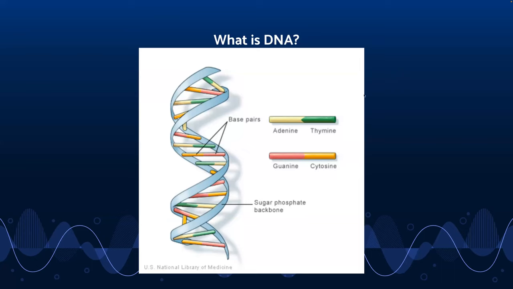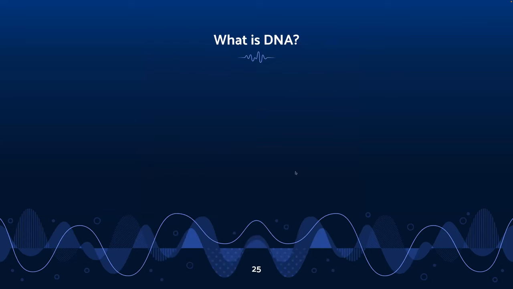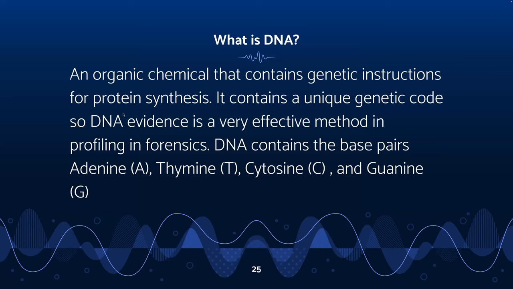So this is a picture of DNA, you know, the base pairs and the double helix structure. I'll just read this straight off. DNA is an organic chemical that contains genetic instructions, like a lot of you said, and these genetic instructions are used for protein synthesis. They tell the cell how to create the proteins. So it contains a unique genetic code.